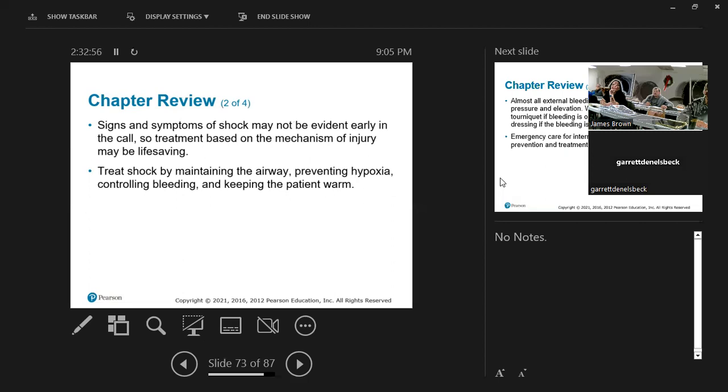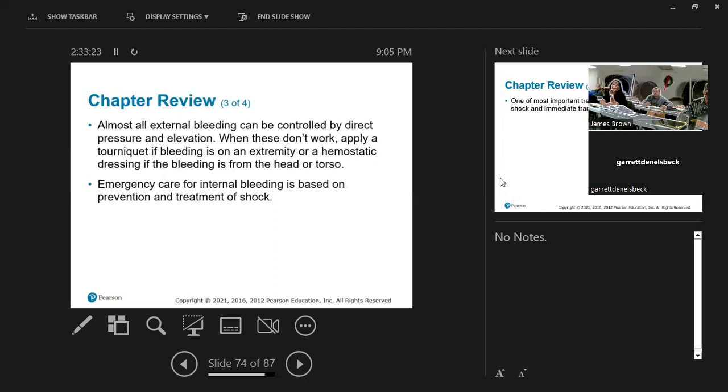So that would be looking at what exactly? So looking at mechanism of injury, if you have a motor vehicle crash and you're showing signs of shock, but you know they're not bleeding externally, start thinking internal. Okay, did they hit the steering wheel hard enough to rupture a liver or spleen, something like that? Prevent hypoxia, control bleeding, and keep the patient warm as much as possible.